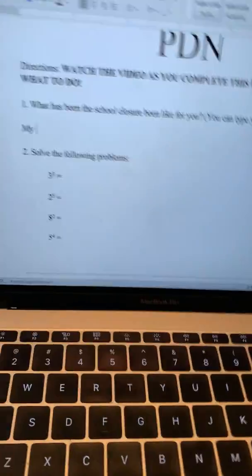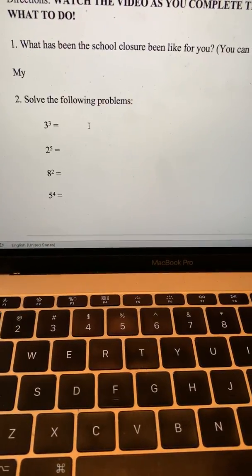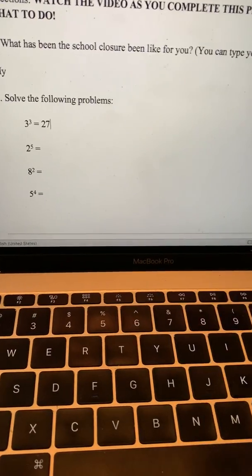On the computer, it says that for number 2, the first question is 3 to the 3rd power. To work that out, I'm going to write 3 times 3 times 3. To show my work, I might say 3 times 3 is 9, times 3 equals 27. My final answer is 27. Once I've worked it out on the paper, I'm going to come back to my computer screen and type in my answer, which is 27.